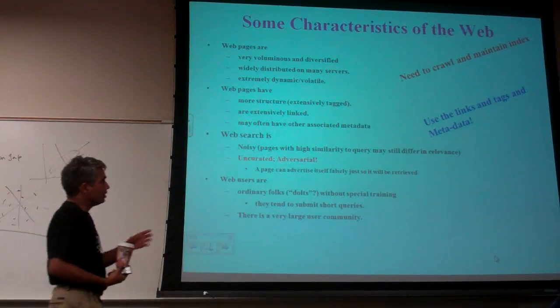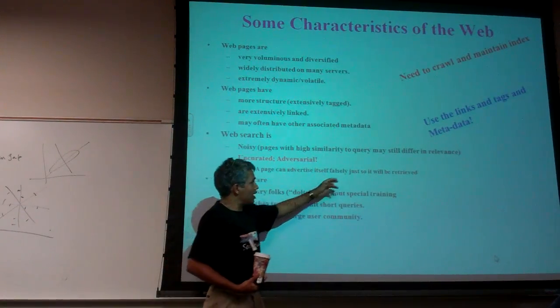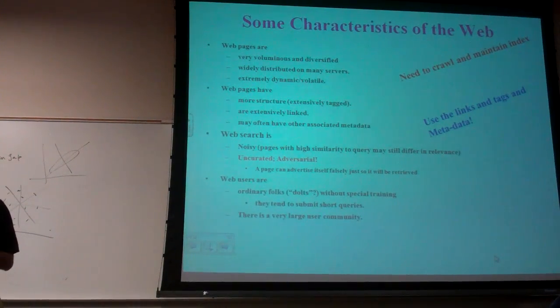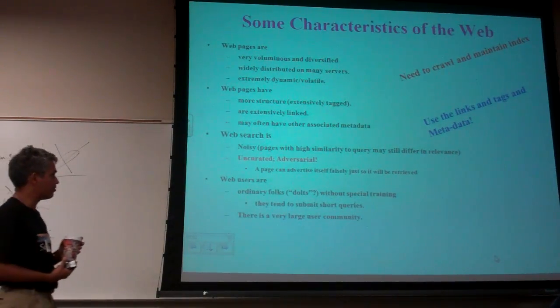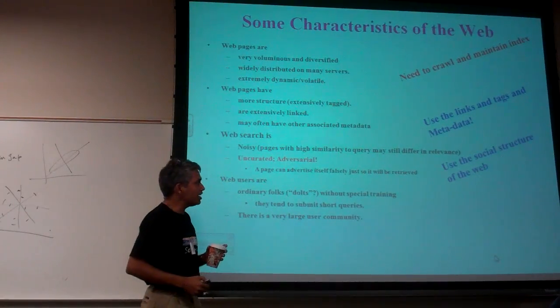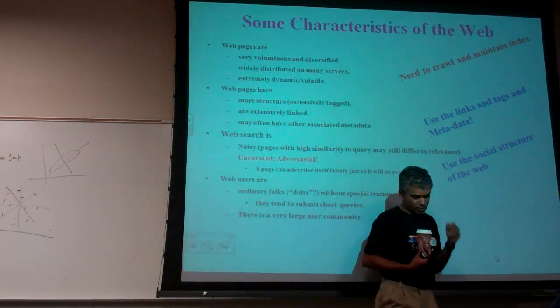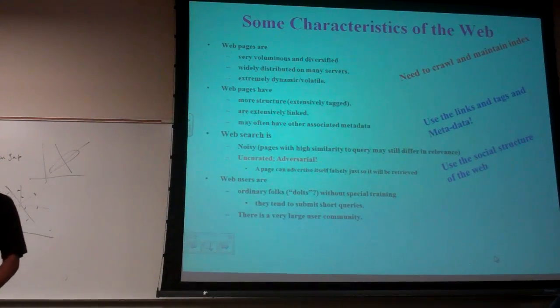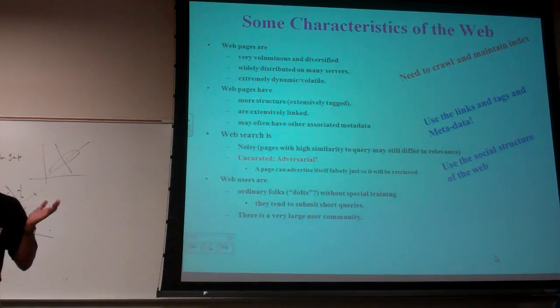Okay, so a page can advertise itself falsely just so it can be retrieved. Okay, and ever since search became a relevant, interesting enough thing that people were doing, people have been doing this. False advertisement is the name of the game. So what this basically means is it throws a challenge. It's not important about the social structure, but the most important thing is you need not just pages which are relevant, but pages that are relevant and trustworthy, relevant and important.